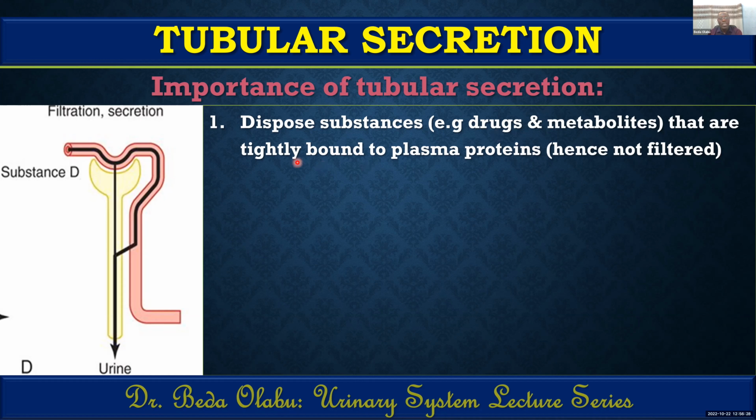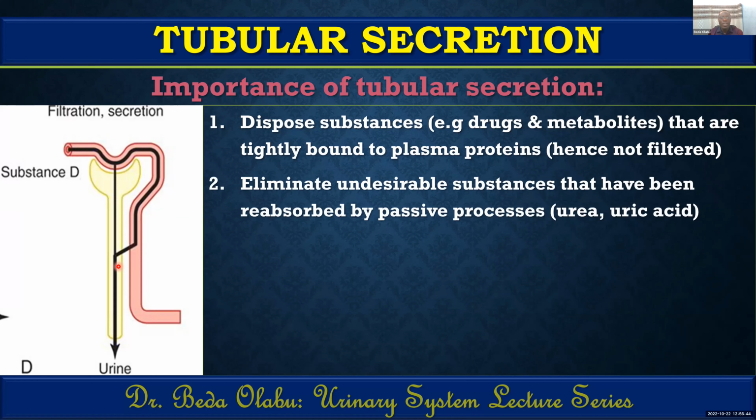If they're bound to plasma proteins, they may not be filtered at the glomerular filtration. So tubular secretion offers a better mechanism of eliminating such substances. It is also important to eliminate substances that have been reabsorbed. So maybe there was tubular secretion, but they were reabsorbed. So again, it offers a mechanism of eliminating such substances as well.